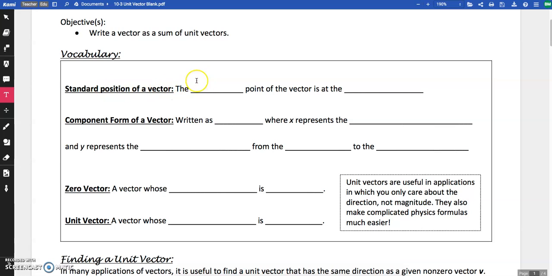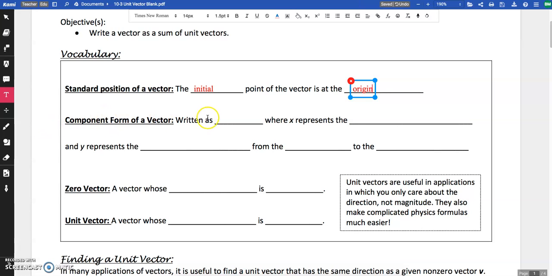Standard position of a vector, we've talked about that before. That means that the initial point of the vector, so the starting point, is at the origin when we graph it, that we call that standard position.